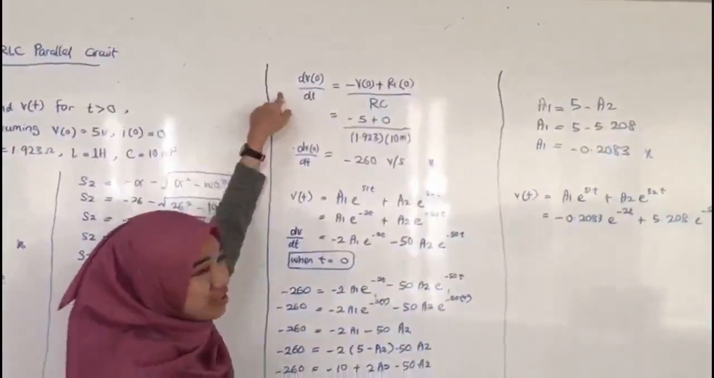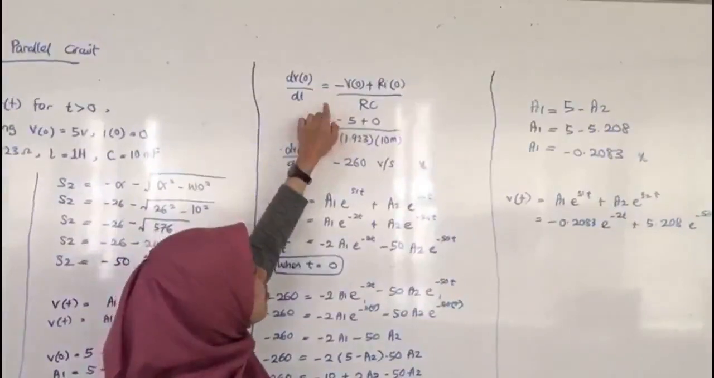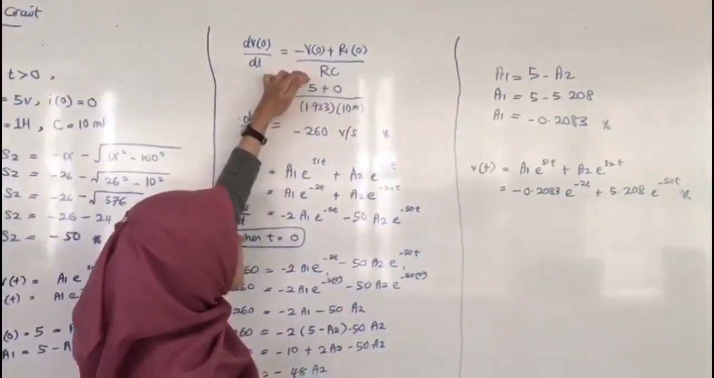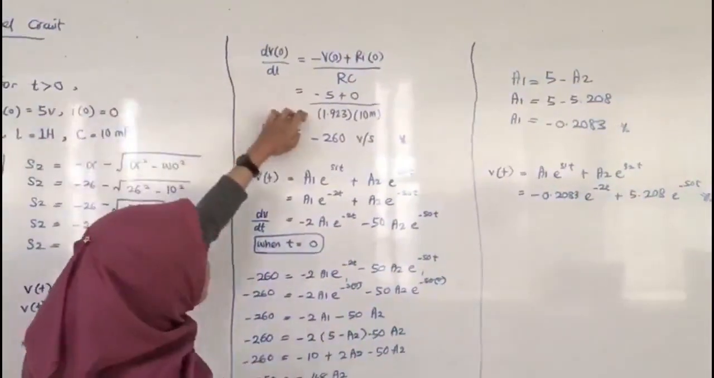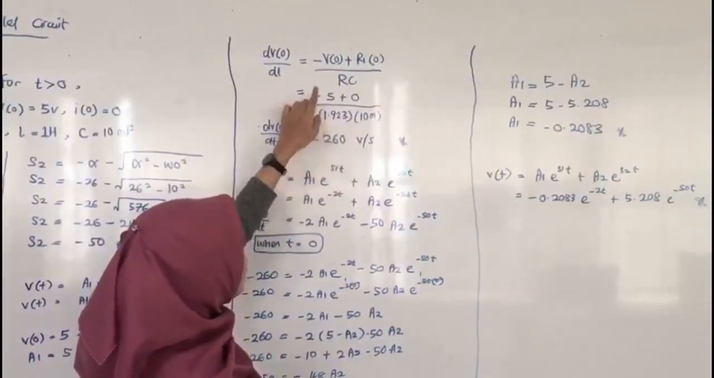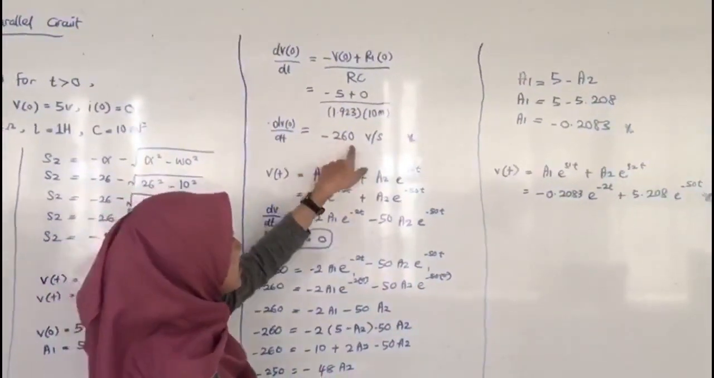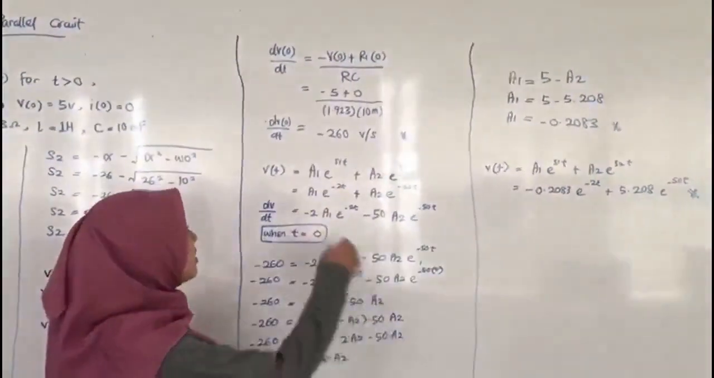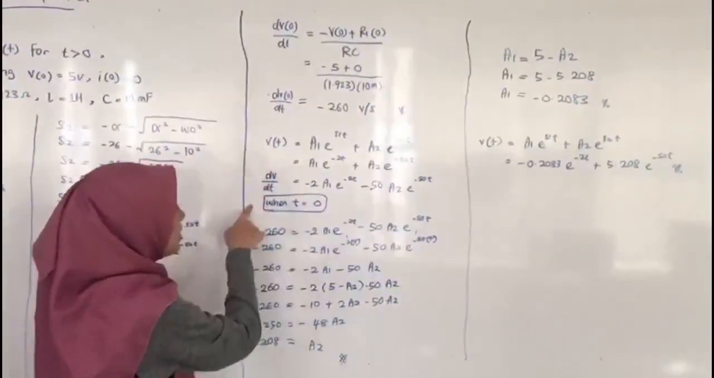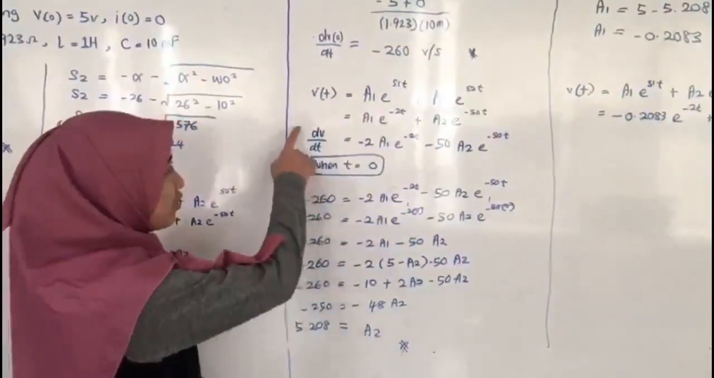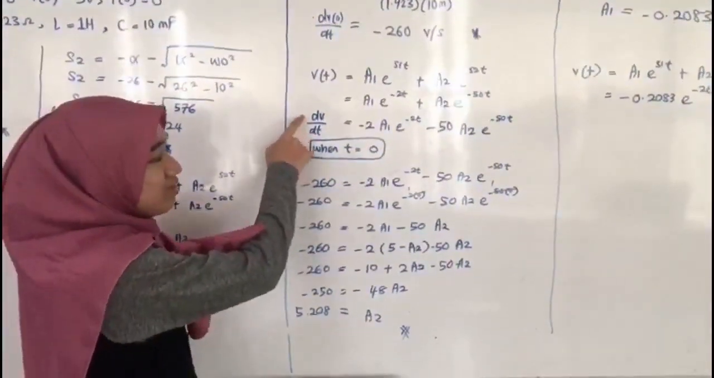Then we have to find dv over dt. This is the formula: negative v naught plus R i naught over RC. The value of v naught is 5 volt plus 0, over this value RC. Then we get negative 270 volt per second. So we have to find the dv/dt, this is the equation.